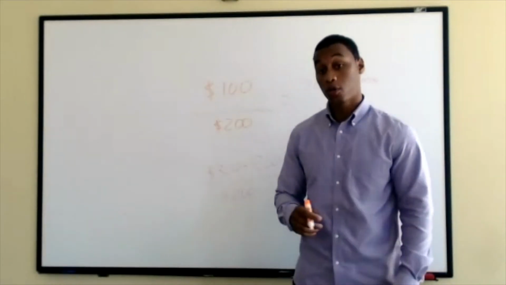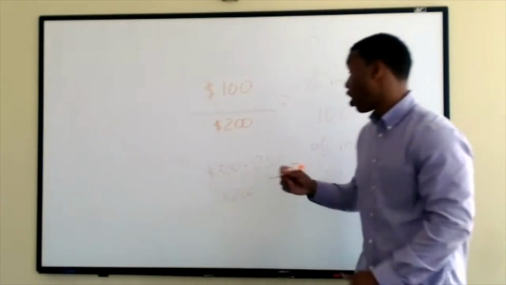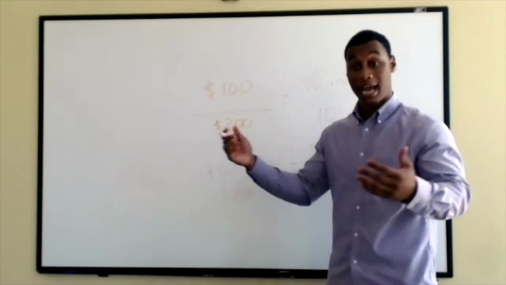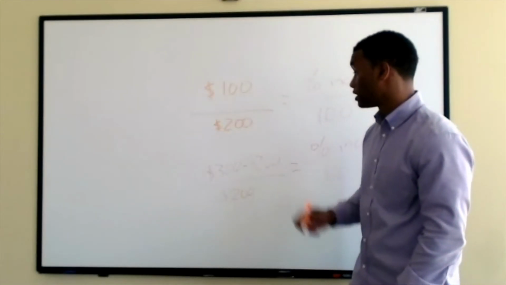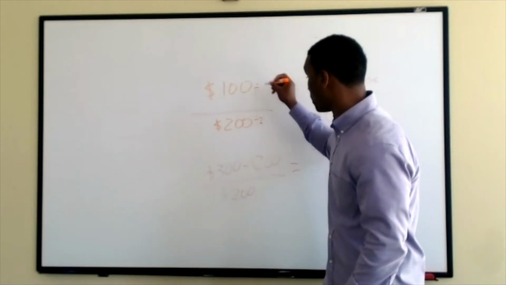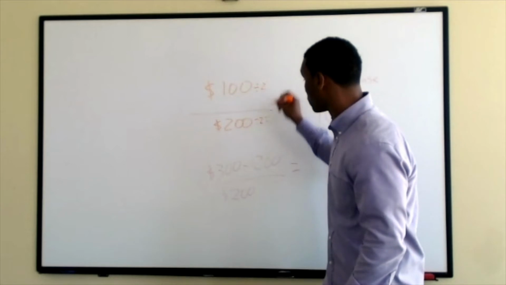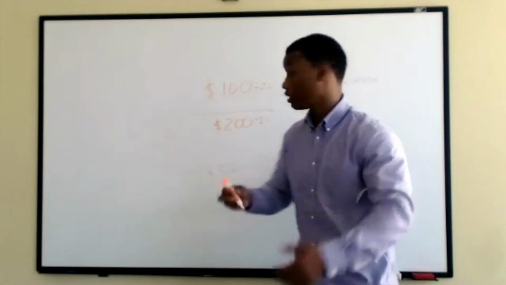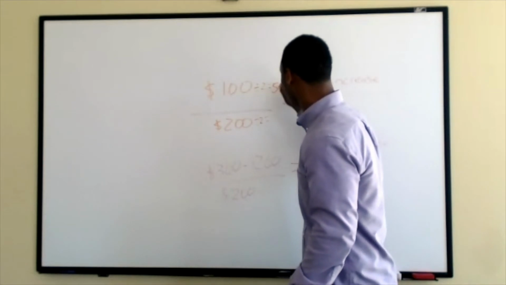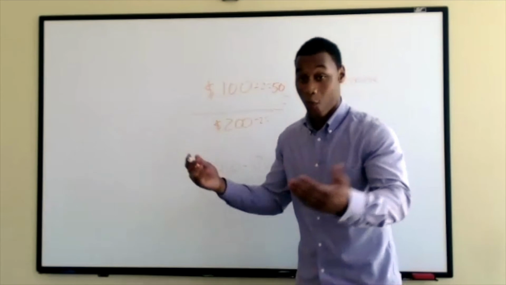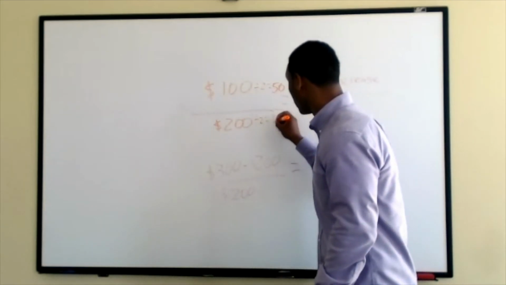All right, so now we're going to simplify this. Our goal is to make our denominator 100 so that we can compare apples and apples. So I'm going to divide the numerator and denominator by 2. If I take $100 divided by 2, I get 50. $200 divided by 2, I get 100. And that's what we were looking for.